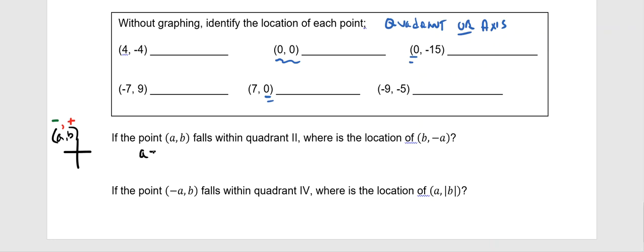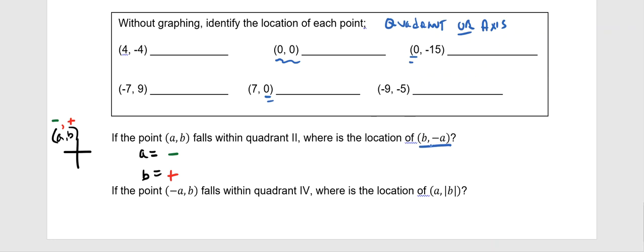I'm going to say that A is negative, and I'm going to make a note that B is positive, because that must be true to make this ordered pair fall within quadrant 2, because A is my x, negative, B is my y, positive, to land me in quadrant 2. As long as I know that, then I can rearrange or manipulate these values in any way to create new ordered pairs. And that is what is being asked here.